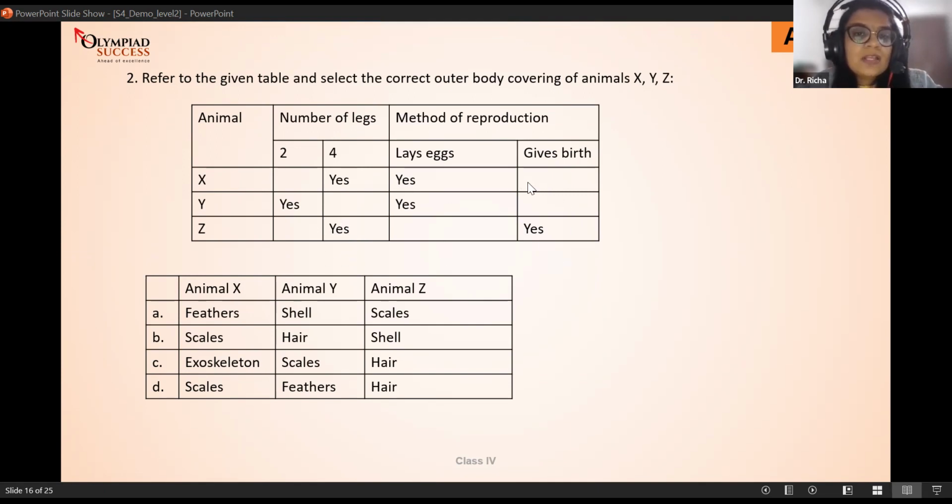What kind of protection do they have? Scales, shell, hair. They have hair on their body, right? Or fur. So it can be either C or D. Then you have an animal which has 2 legs and it lays eggs. It can be a bird. Birds are bipedal. Fish don't have any legs.